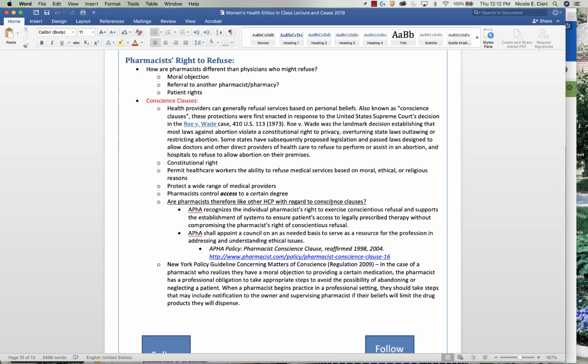So APHA has a policy on pharmacist conscience clauses that was reaffirmed more recently that you can take a look at, but basically it says that it recognizes a pharmacist's right to exercise a conscientious refusal of certain services and supports an establishment of systems to ensure patients' access to legally prescribed therapy without compromising the pharmacist's right of conscientious refusal. So what does this mean? It means that the pharmacist can refuse certain services while at the same time making sure the patient has access to those services without compromising the pharmacist's ability to refuse.